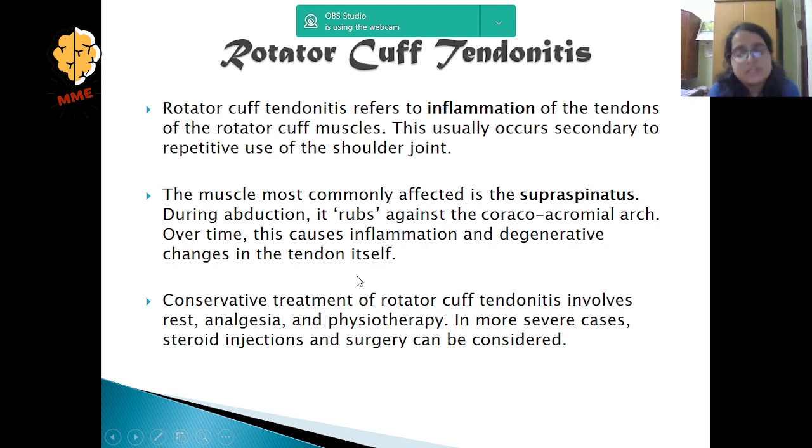Treatment of this rotator cuff tendinitis involves rest, very important. Analgesia, which means pain relieving medicines, are given, okay, and physiotherapy. So these are the main three treatments. In more severe cases, steroid injections and surgery can be considered.